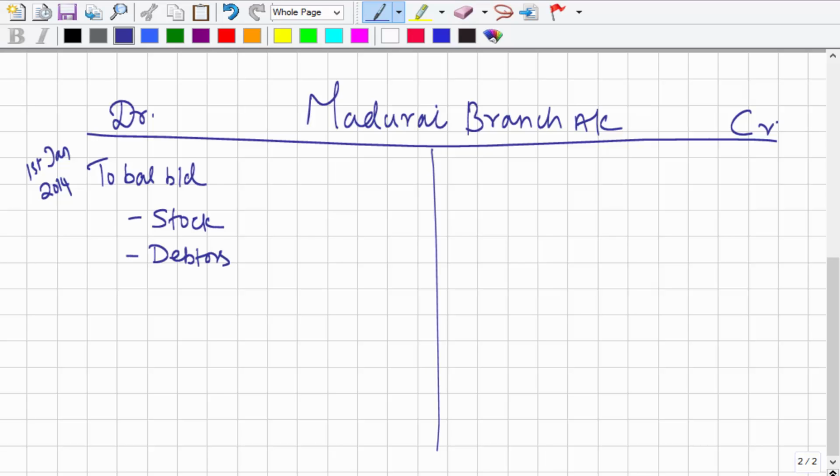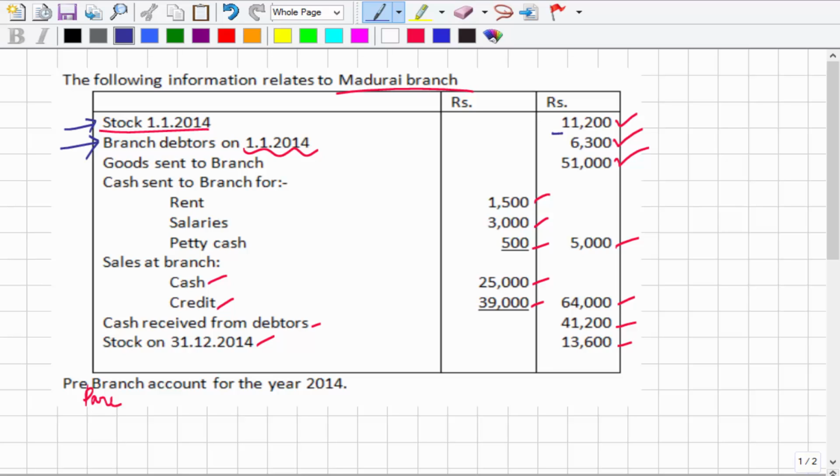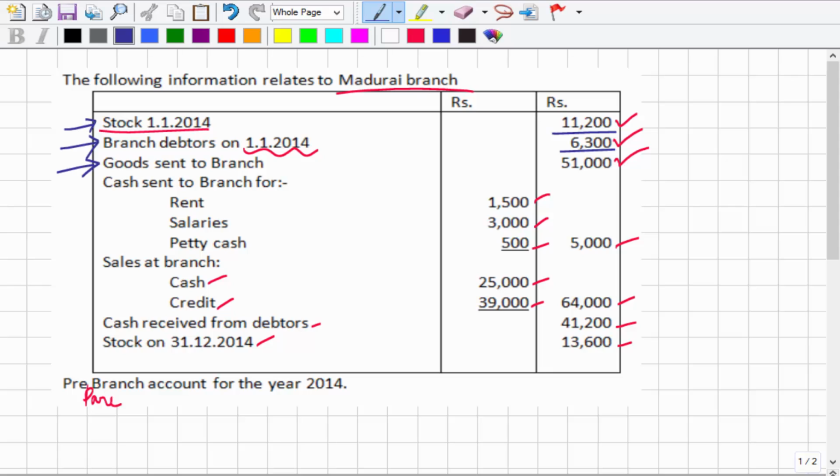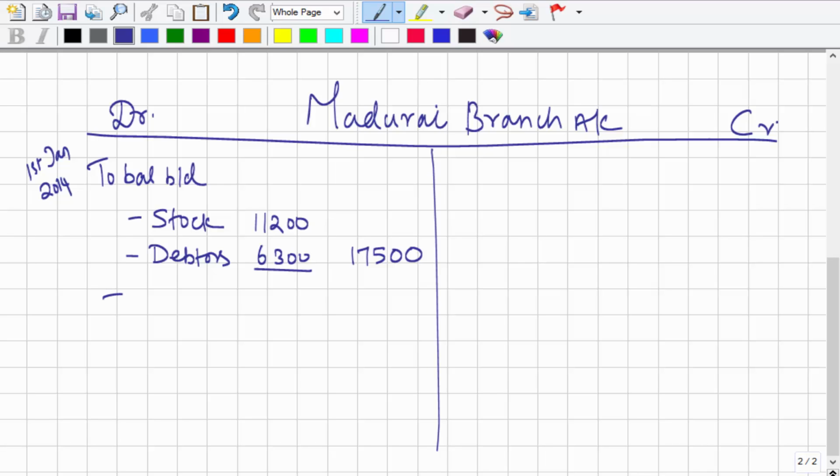What is the value of stock? The value of stock was 11,200, debtors is 6,300. So we'll write 11,200 of stock, 6,300 of debtors. So total put together it is 17,500, right? Next item, we have goods sent to branch 51,000. So we'll say to goods sent to branch, and the value is 51,000.